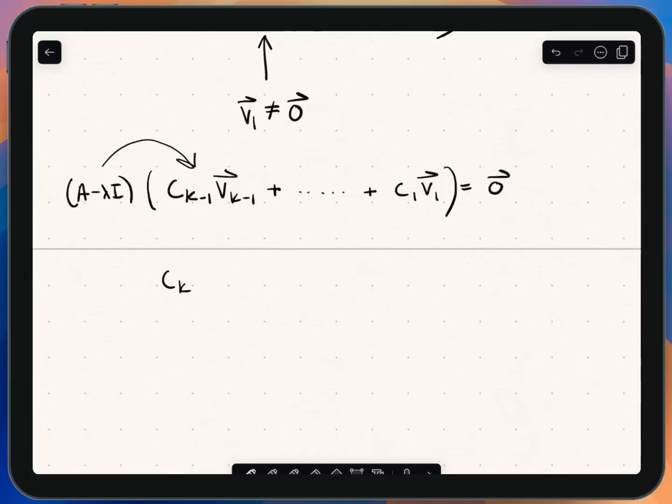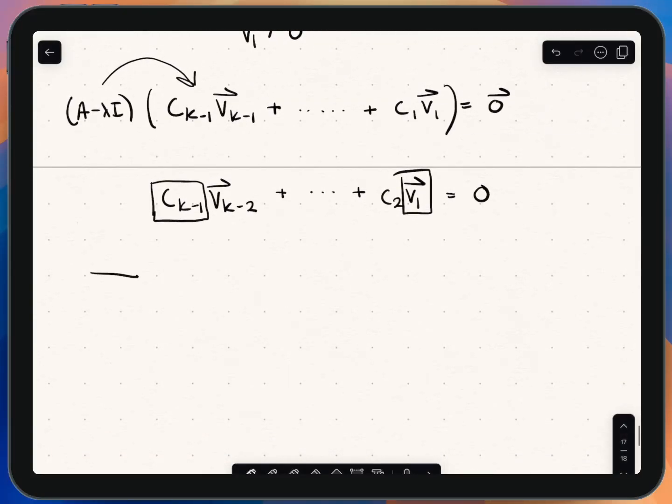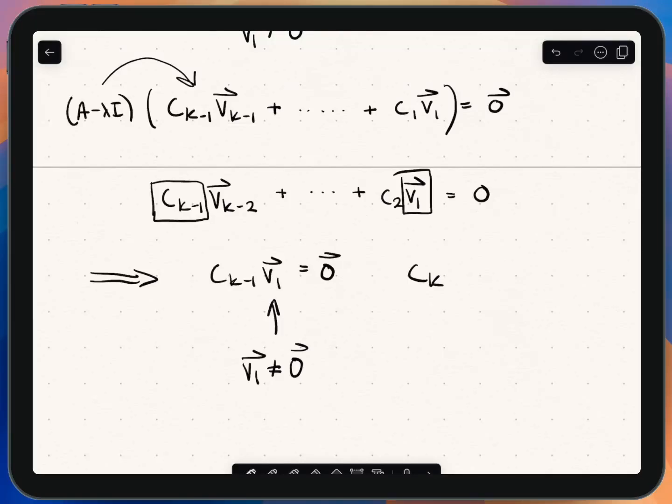So it's going to be ck minus 1, but decrease the power all the way until at the end here we're going to have c2 v1 because it's going to cancel. It's equal to 0. And again, you can multiply, multiply, multiply until you retain this largest constant and you get the v1. So all of this is going to show that we have ck minus 1 v1 is equal to 0. But then again, v1 is non-zero, which means that ck minus 1 must be 0. And maybe you see where this is going.